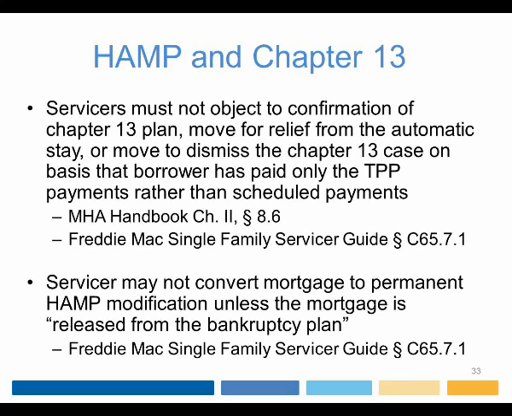Freddie Mac has this kind of strange provision about how the consumer cannot be converted to a permanent mortgage until or unless the mortgage is released from the bankruptcy plan. What that really means is that the consumer is going to have to dismiss the Chapter 13 plan. I don't like that provision, but it is out there. And so what it means is that the consumer may need to dismiss the Chapter 13 if they really want to get the permanent modification.